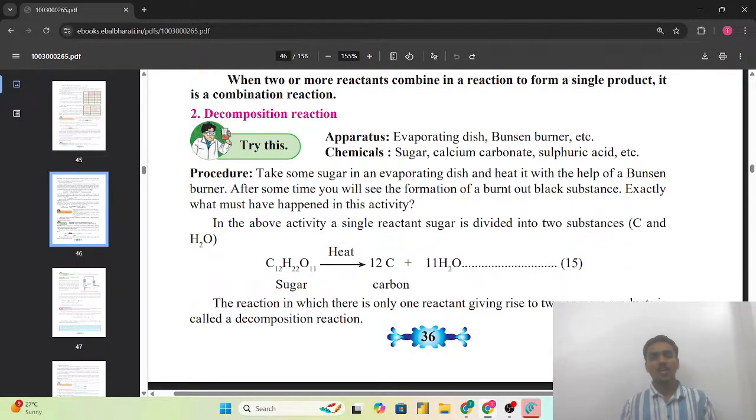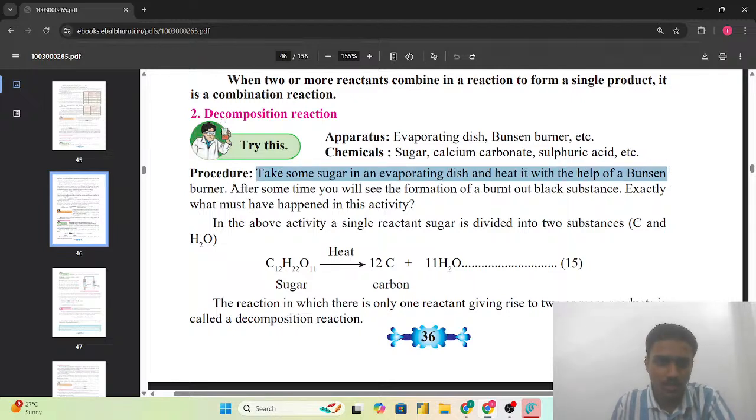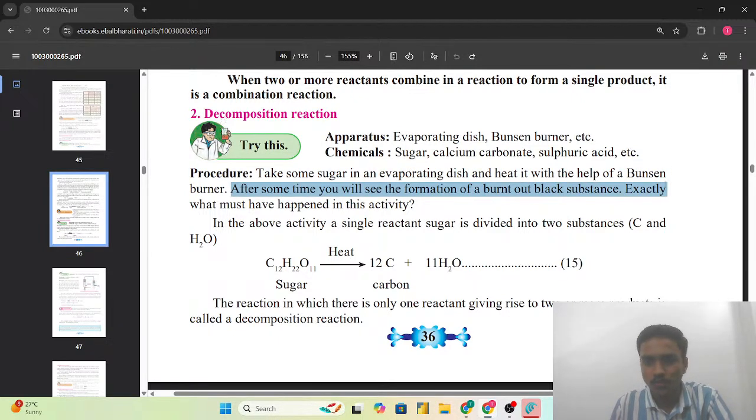From the name Decomposition itself we know that decompose means break down. So let's see. Apparatus: take some sugar in an evaporating dish and heat it with the help of a Bunsen burner. After some time, you will see the formation of a burnt-out black substance. Exactly what must have happened in this activity? In the activity, a single reactant, sugar, is divided into two substances, carbon and water. Sugar, whose formula is C12H22O11, when heated leads to formation of carbon and water.